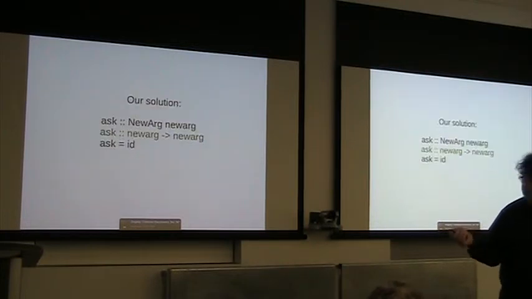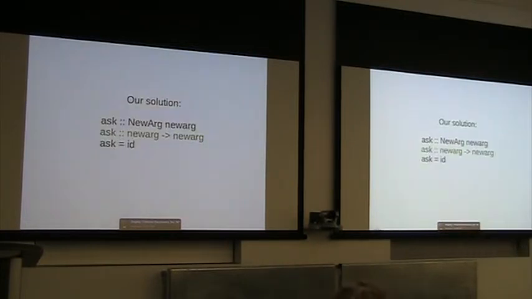So, ask. Ignore the fact that ask is actually the identity function. Ask is the value new arg, capital N new arg, lowercase n new arg. I should have given those different names. It's a bad Haskell habit that we like punning our types and value names.